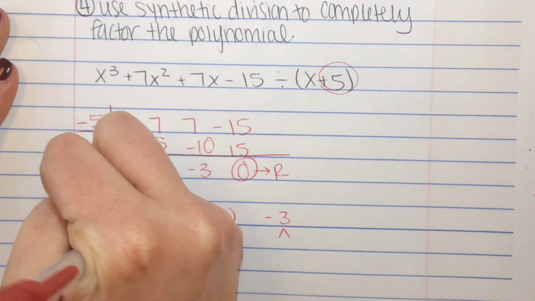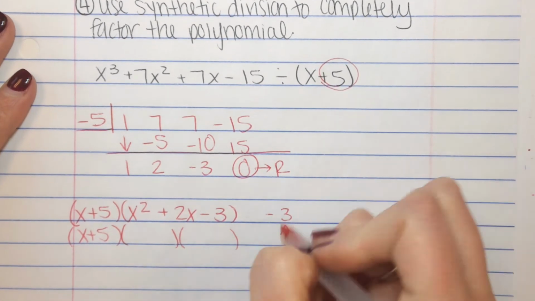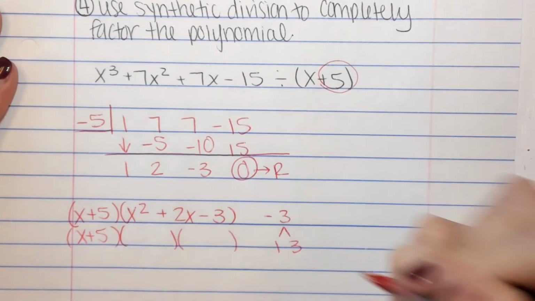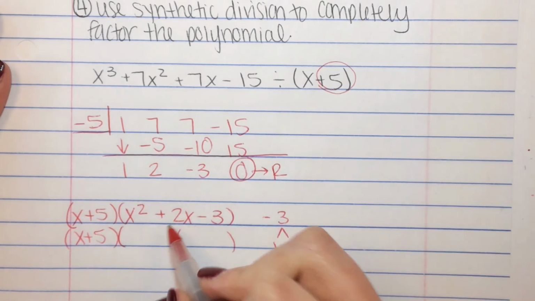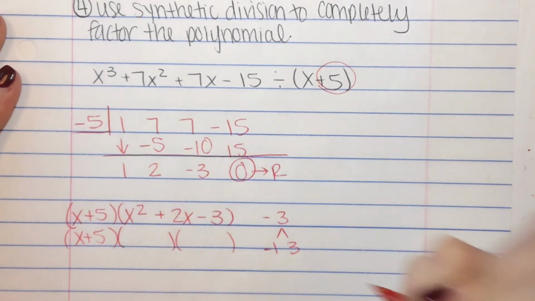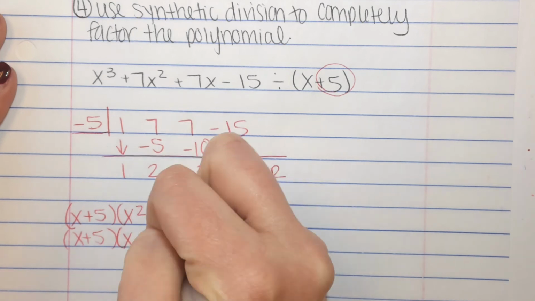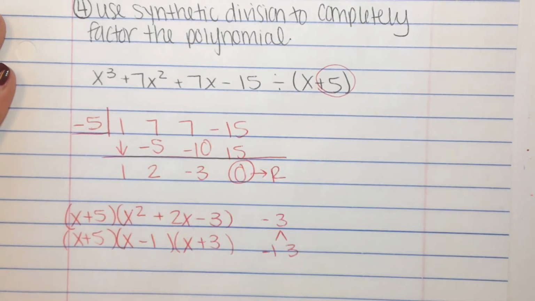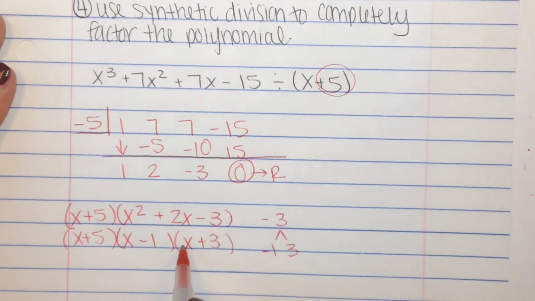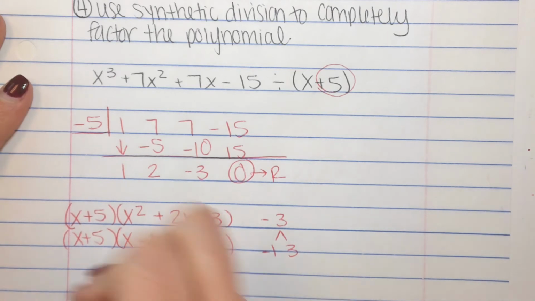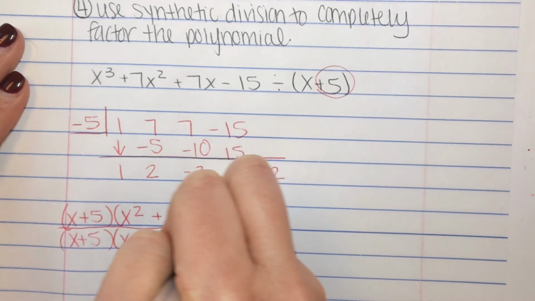I'm going to bring down that original x plus 5. All right, so 1 times 3, which one of those needs to be negative to keep 2 a positive? The 1. So x minus 1 and x plus 3. Let's check that. Negative x plus 3x is 2x. So this is your answer.